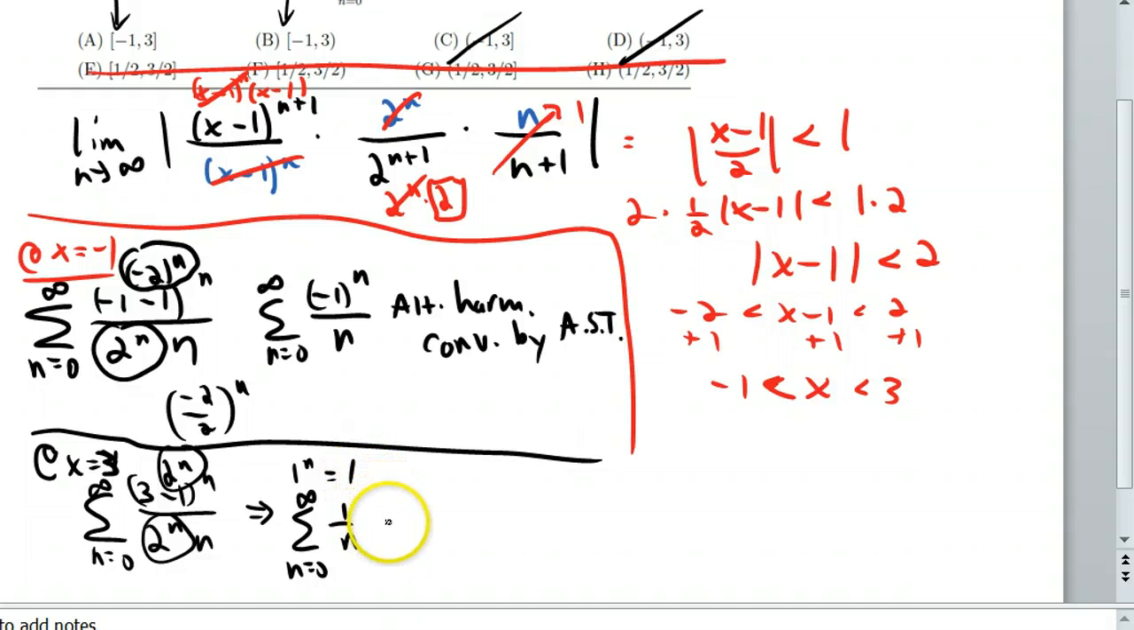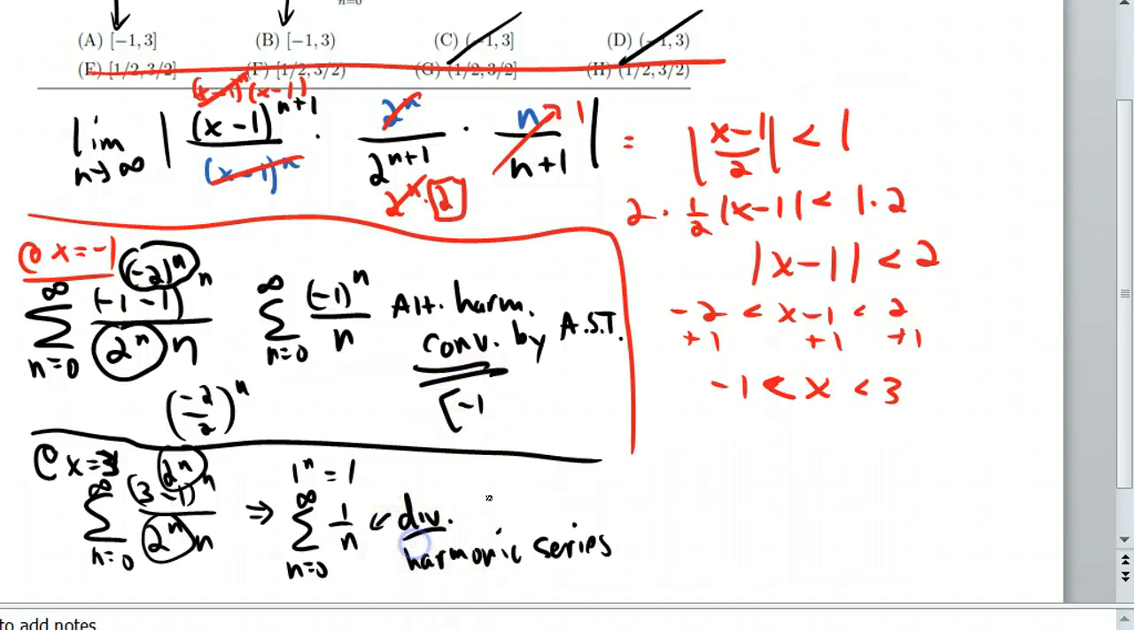So we know that diverges. We can just say it's the harmonic series. Seems to be enough. So convergence at negative 1, divergence at 3. Put these two together to get the answer is B.